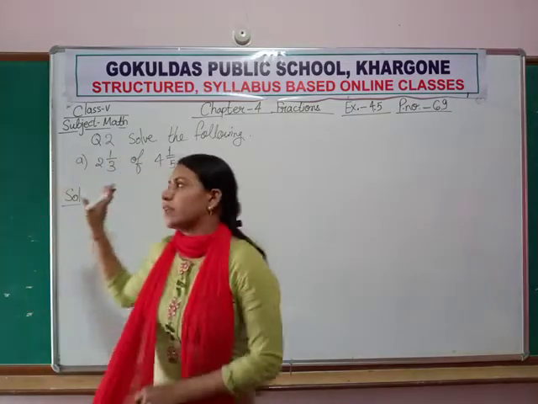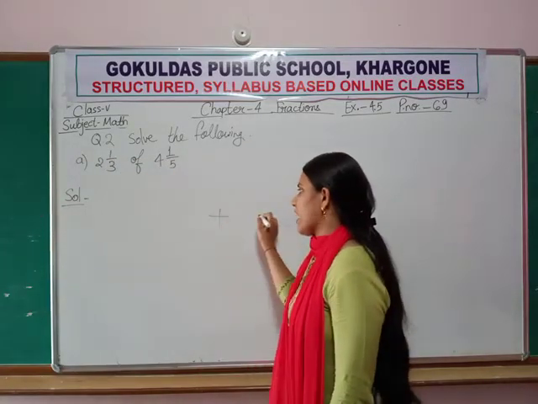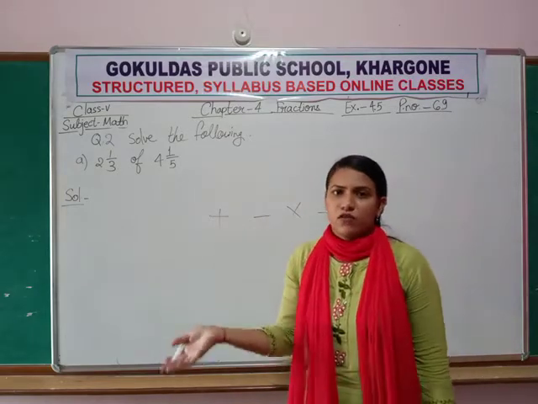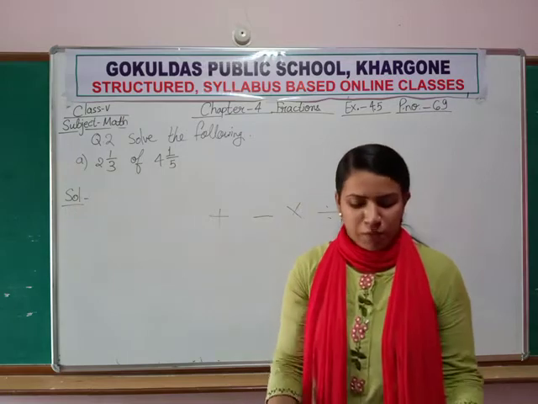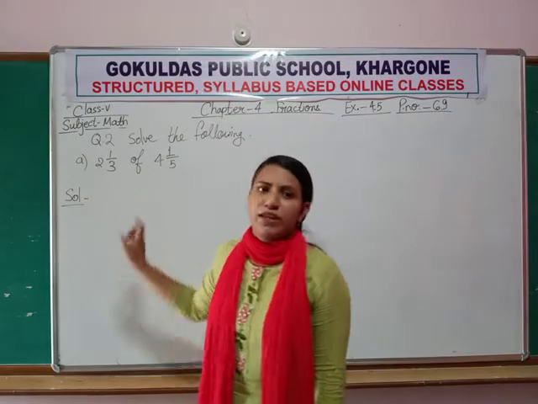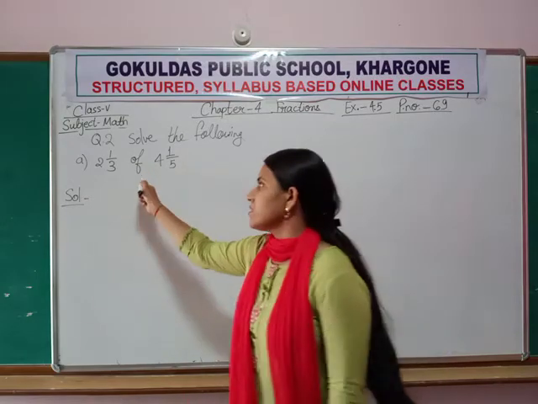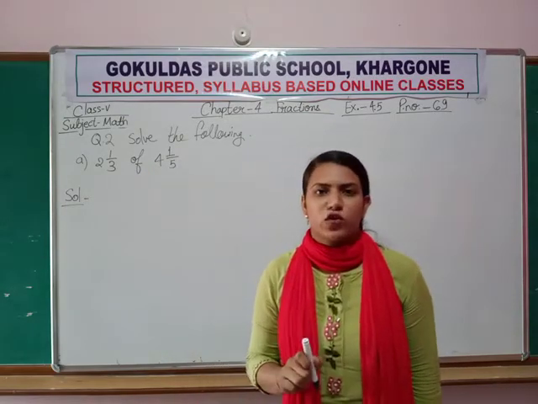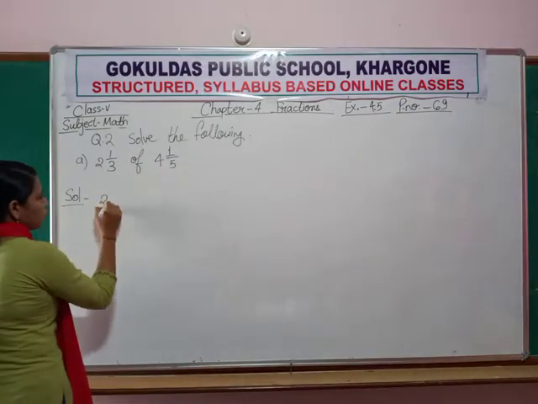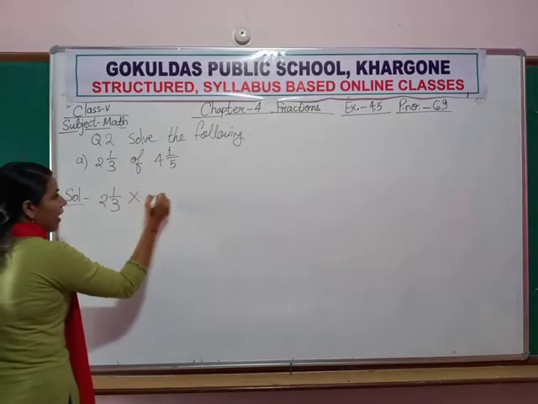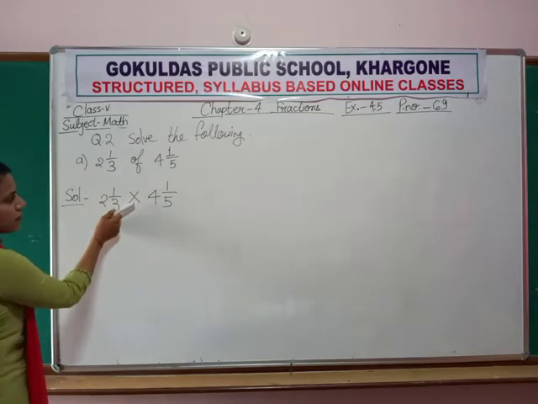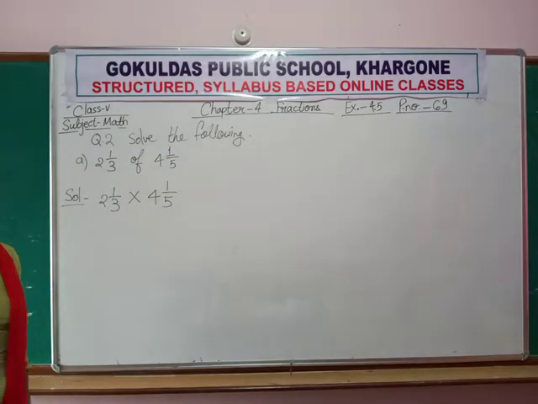Now there is no operator in the question. No plus sign, no minus sign, no multiply sign, no divide sign. Then what operation will you apply here? Remember in mathematics, if "of" is written, it means multiplication. So it means 2 1/3 multiplied with 4 1/5. This "of" simply means multiplication in mathematics. Okay?